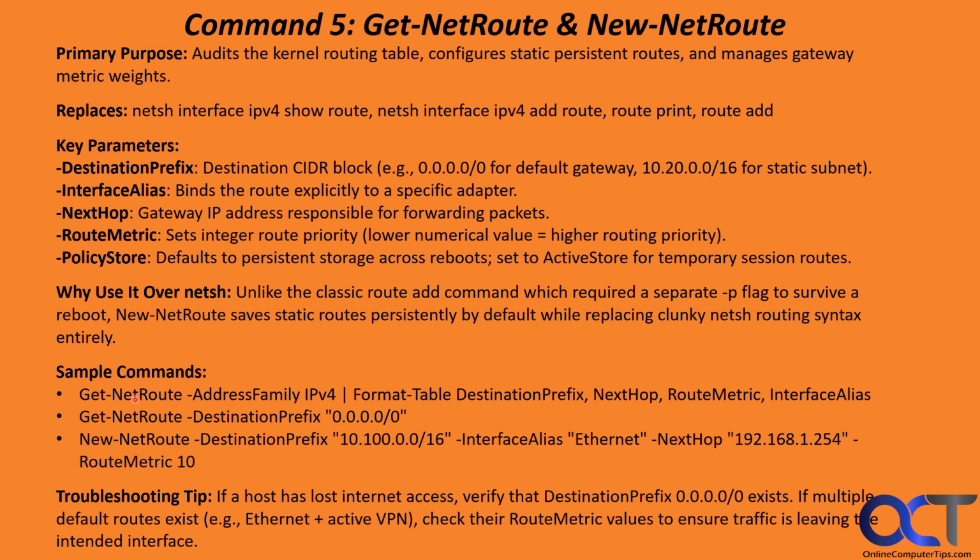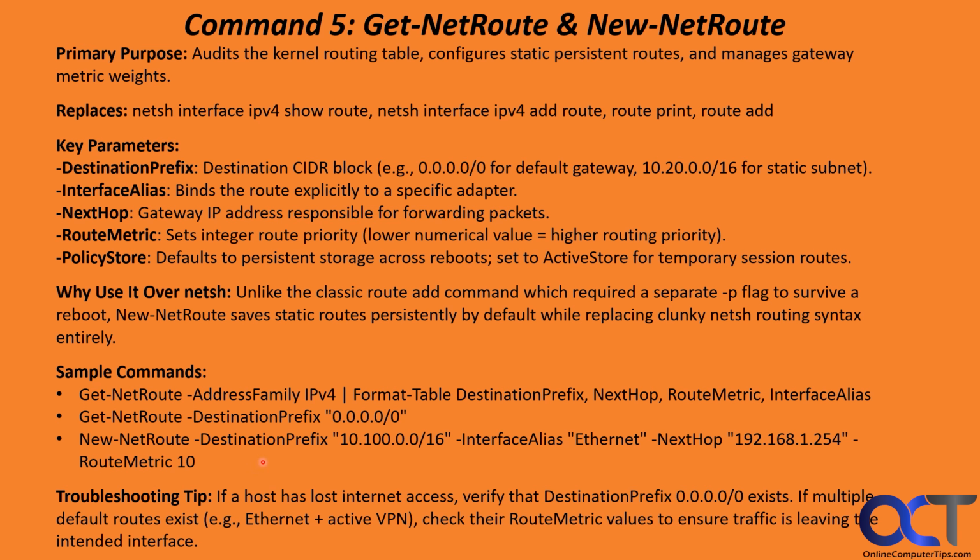All right, sample commands, Get-NetRoute to show. So if you want to see which IP address family, IPv4, then you could format your table here, destination prefix, the next hop, route metrics, and so on. And then we could use Get-NetRoute again if we want to see the destination prefix for the default gateway. And if we want to create a new route, we could use New-NetRoute with the destination prefix, with the subnet information, which interface, the next hop, what it's going to be, and your route metrics.